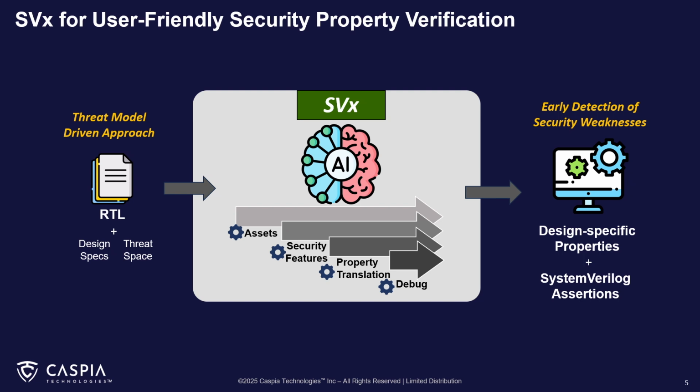SVX is an expert AI agent for your property verification flow to enable comprehensive and robust security verification. SVX fits into existing verification flows and tools to tune up your capabilities, not requiring anything new. SVX automates the generation of security properties and assertions and helps you fix security issues to ensure your design is free from these level of weaknesses. By leveraging recent advancements in generative AI, it alleviates the need for security subject matter expertise by automatically analyzing the provided design RTL for potential threats, identifying security assets, and generating a comprehensive suite of security properties and assertions.